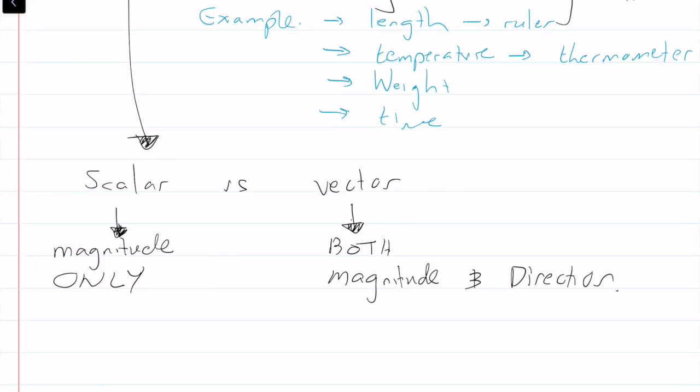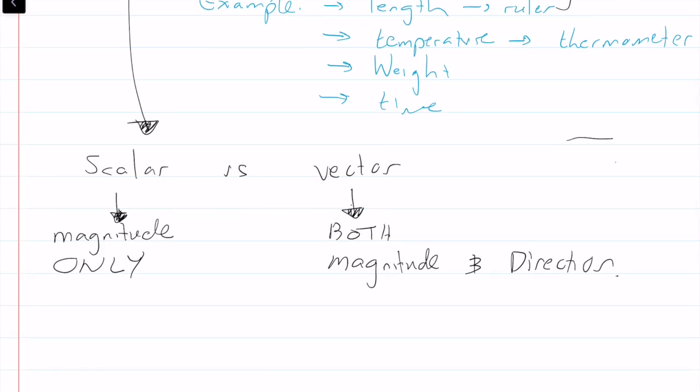Let's just look at these four that we've written down already. Length, a scalar or a vector? If we're, let's say, standing on a track and we give a reference point, this direction we can say is positive and that direction is negative. So length would be a vector quantity. It can be positive or negative. You can go forwards or backwards or left or right.